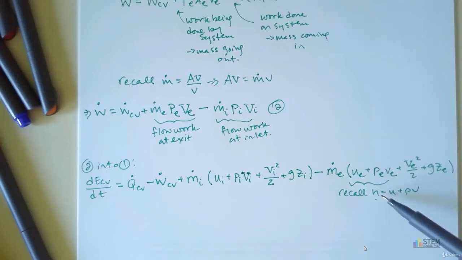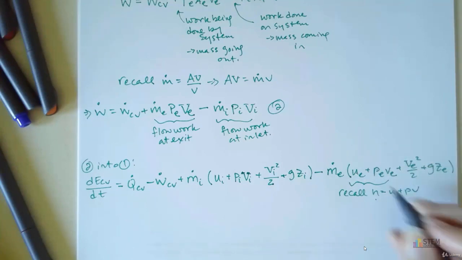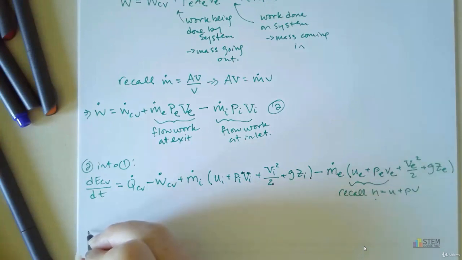Enthalpy is given in the tables. That way we don't have to worry about having to find U, P, and then V. We'll just find enthalpy instead. So let's replace that with enthalpy.